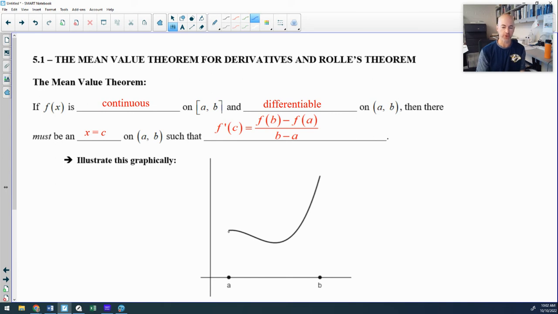So illustrating this graphically, we have a function here that goes from point A to point B. F of A would be the y coordinate at A. F of B would be the y coordinate at B. And what this is saying, f prime of c means the slope of the curve, the instantaneous rate of change, the slope of a tangent at a point x equals c equals this. And you should recognize that formula as the formula for slope that you learned about 43 years ago.